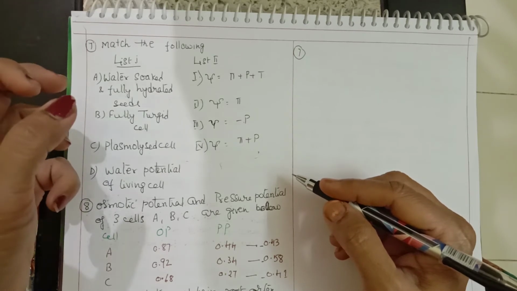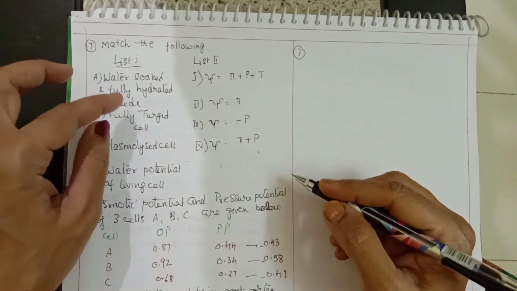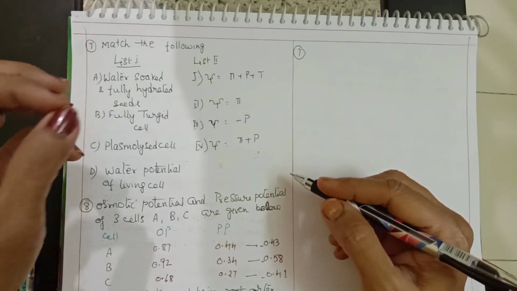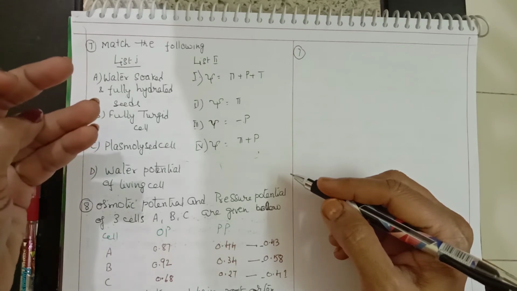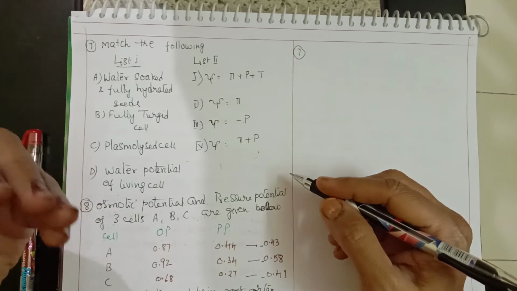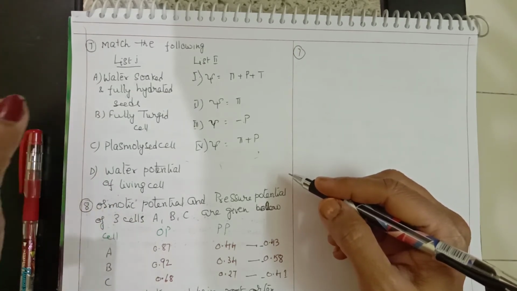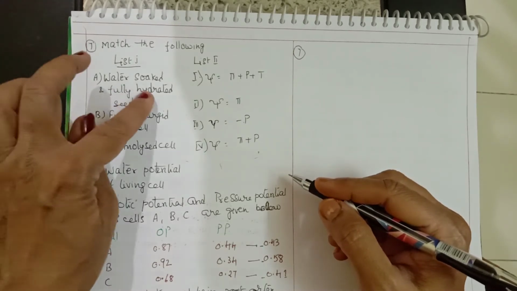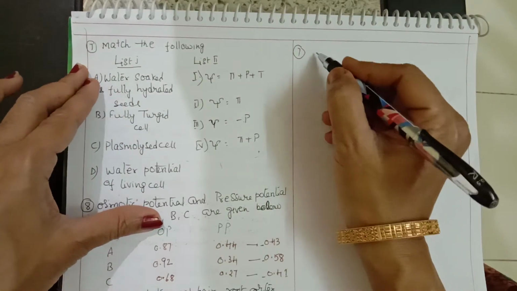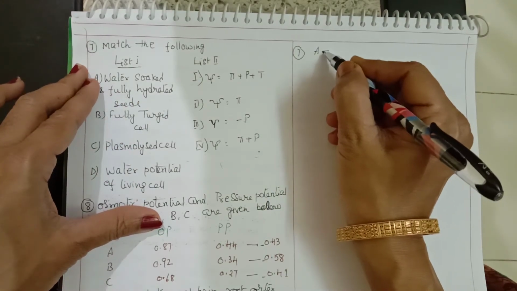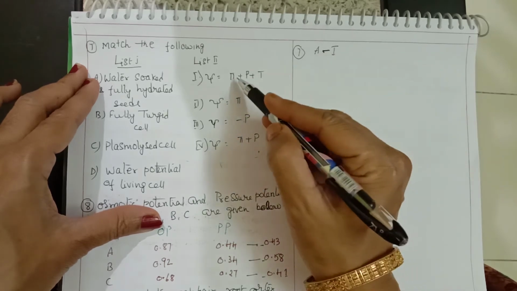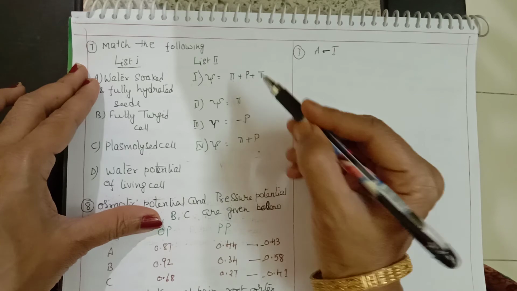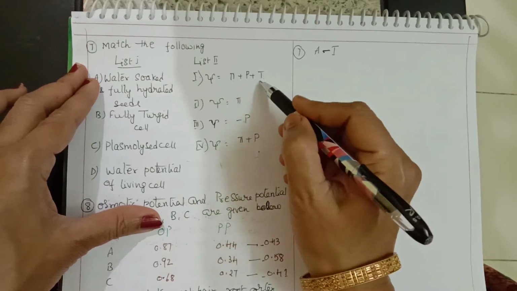In the previous session we discussed what matric potential is. When any dry seed is kept in water, it undergoes imbibition. That creates another component, which is called matric potential. So for A, water soaked fully hydrated seeds, the expression will be osmotic potential plus pressure potential plus matric potential. So we give it as 1.